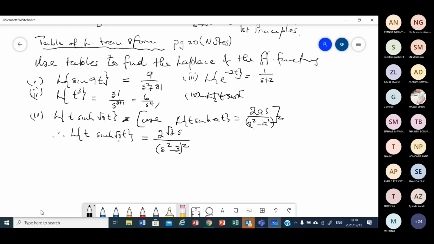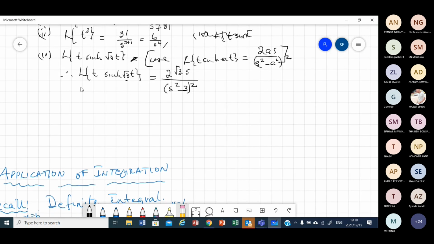So the table is handy for us because it quickly gives us the Laplace of different functions. Let us try and evaluate the following using just tables.